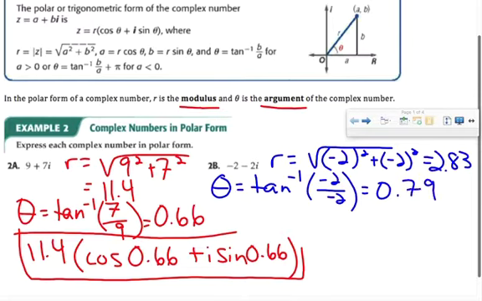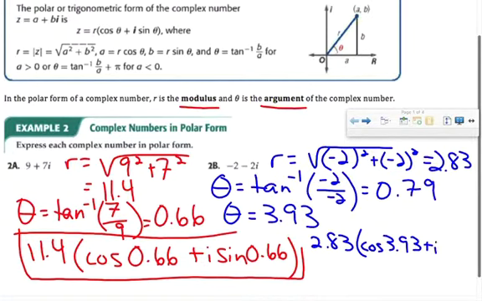But something doesn't quite seem right because that 0.79 is in the first quadrant, whereas -2 minus 2i is in the third quadrant. So that means I need to add pi to 0.79. So in my calculator, I add a pi to it. I get that theta actually is 3.93. So the polar form of this complex number is 2.83 times the cosine of 3.93 plus i times the sine of 3.93.